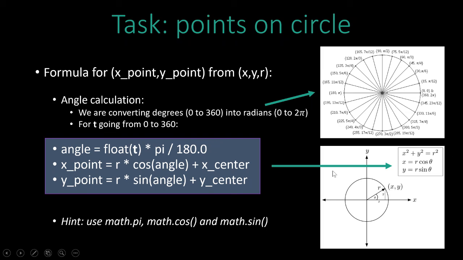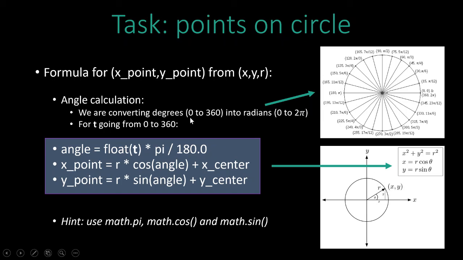Cool. And so what is the formula? It is given by this sketch, where we know that the location of x is r times cosine of the angle, and the location of y is r times sine of the angle. So you will get these points on this circle from this formula, with changing angle theta, you would be getting these values here.